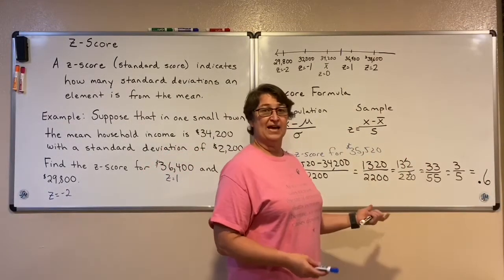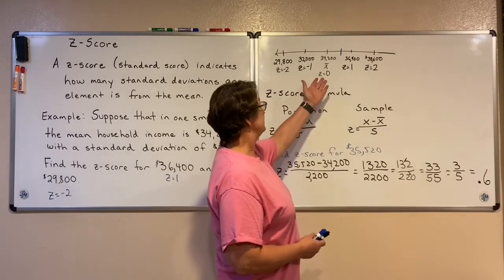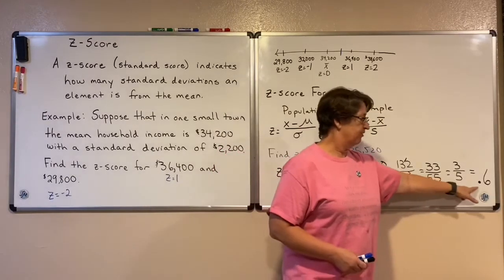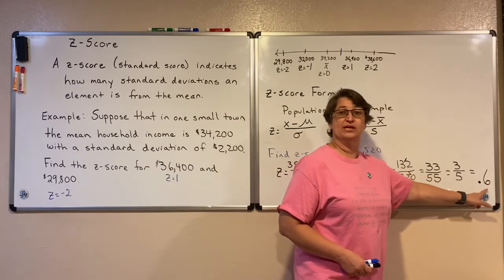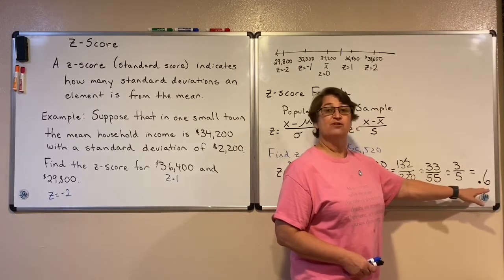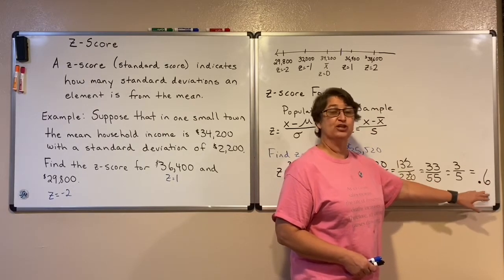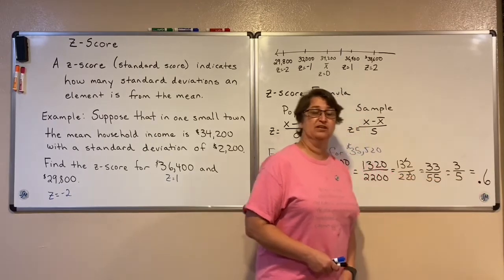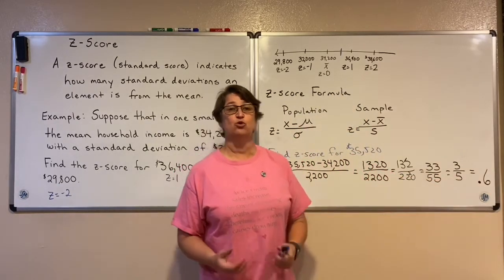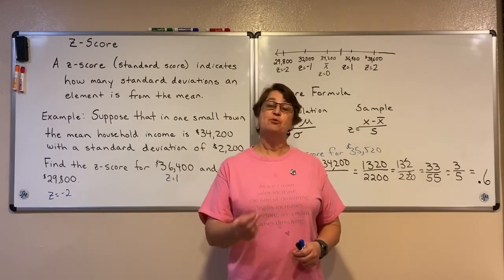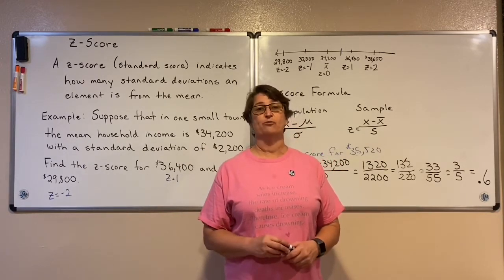So we said that the z-score would be between 0 and 1. And sure enough, the z-score is there between 0 and 1. It's 6/10 of a standard deviation away from the mean. And it's above average because it is positive. So that's what the z-score tells us: it just tells us how many standard deviations a particular data value is away from the mean.